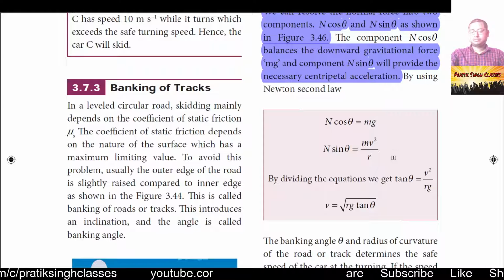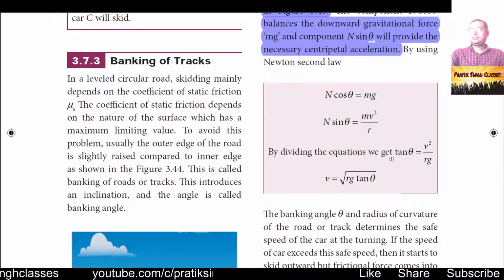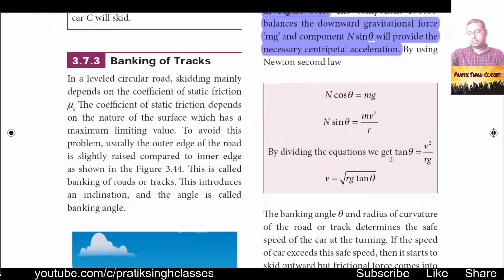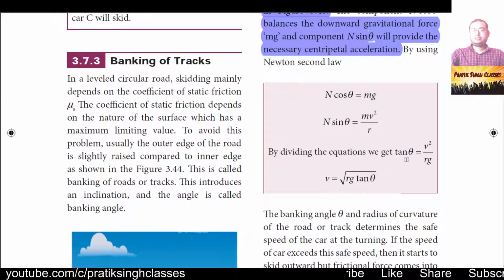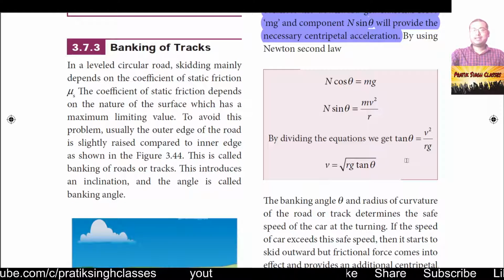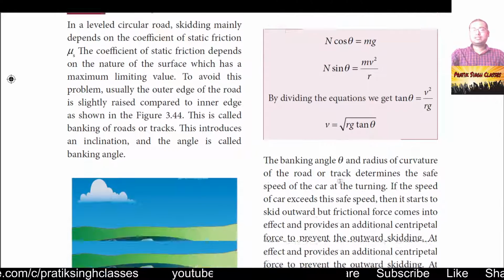Now let us use Newton's second law, that is forces acting in which direction and what are their magnitudes, and let us try to evaluate it. So we will have n cos theta equal to mg, and n sin theta, that is in the inward direction, that is the centripetal force. So n sin theta equal to mv square by r. Dividing first and second, n and n will cancel out, and we will get tan theta is equal to v square by rg, or v is equal to square root of rg tan theta.